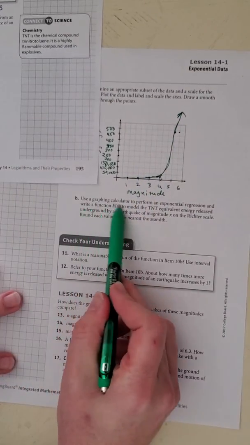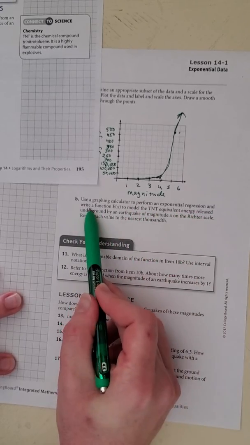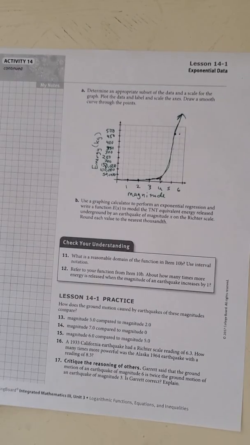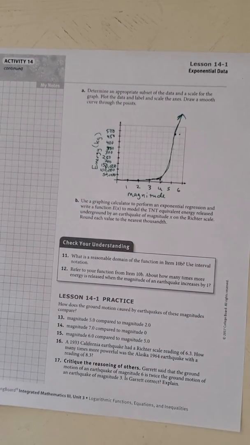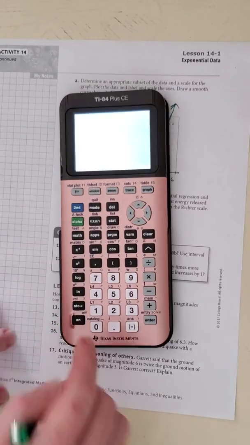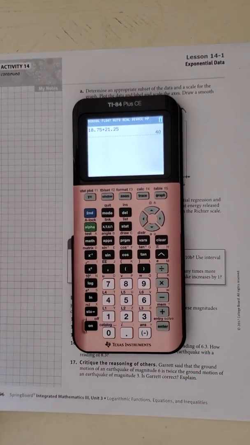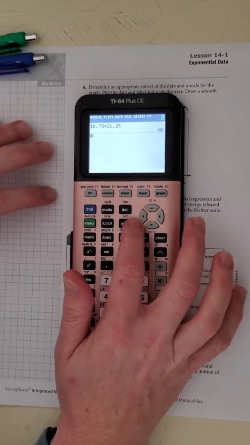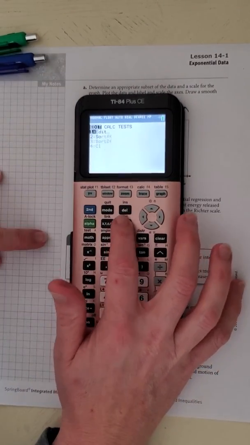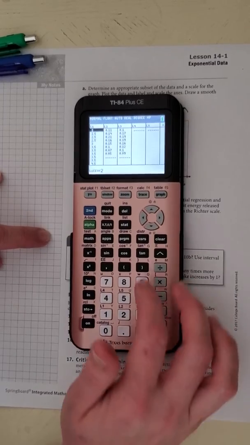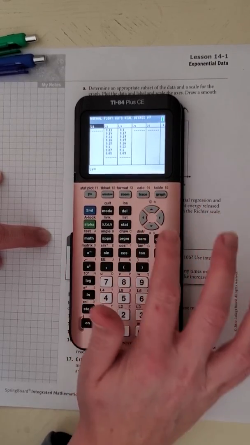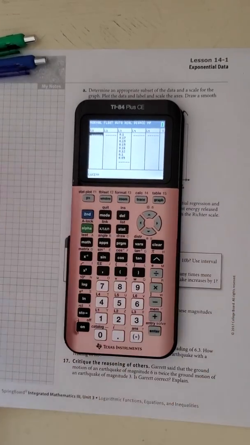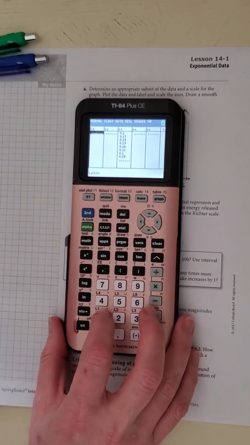It says use a graphing calculator to perform an exponential regression and write a function. So you won't have a graphing calculator, but you can do this on Desmos. I'll show you how to do it on my graphing calculator, and then on Desmos I'll show you how to do that separately. But in Desmos, it's pretty much the same thing. You want to create a set of values. So you're going to write your ordered pairs in here. So what we're going to do is graph in our points.